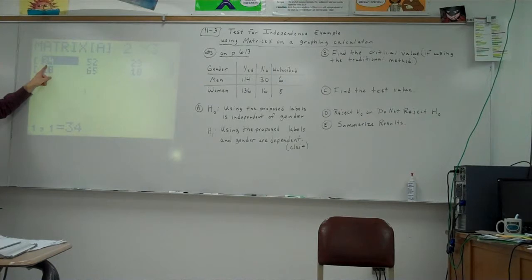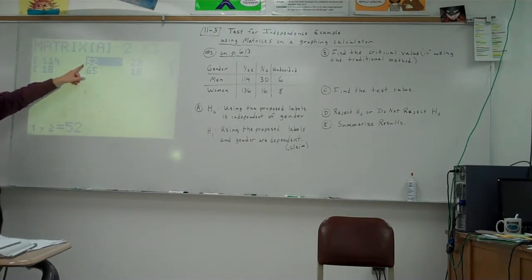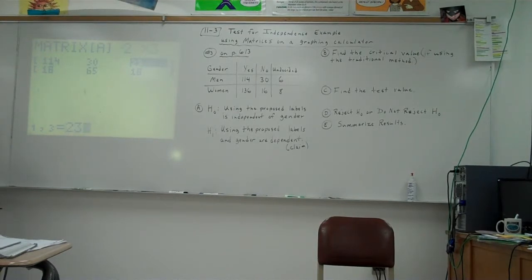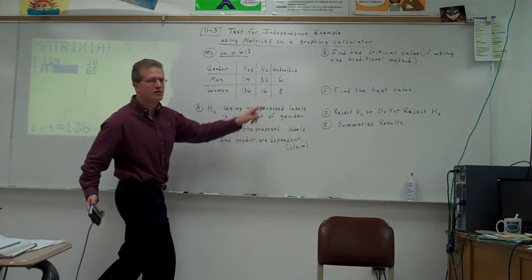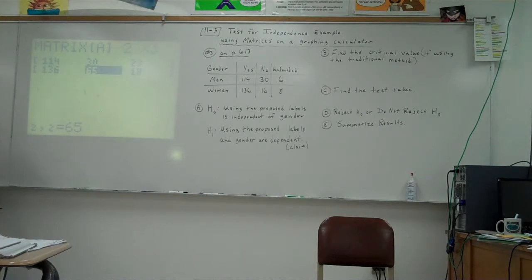Our entry in the first row, first column is 114. So put in 114. Entry in the first row, second column should be 30. First row, third column is 23. Second row, first column, 136. Numbers from right here. Second row, second column is 16.